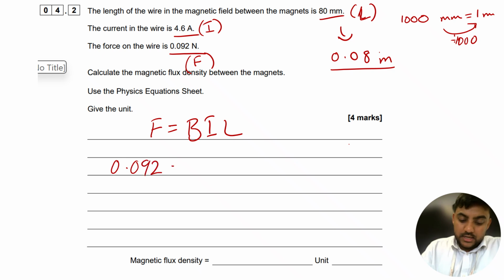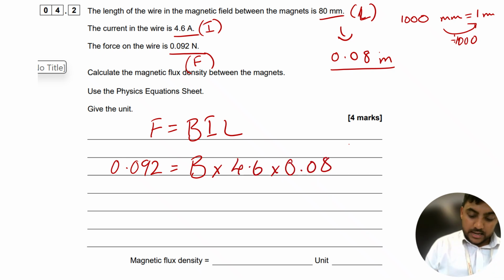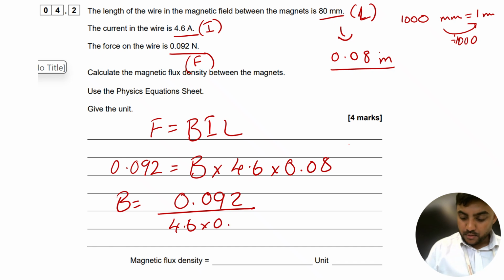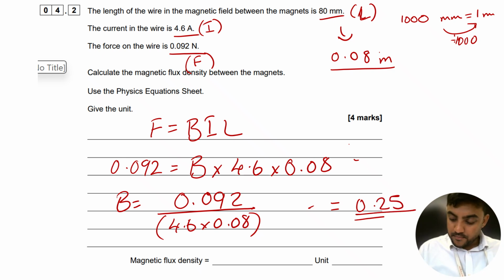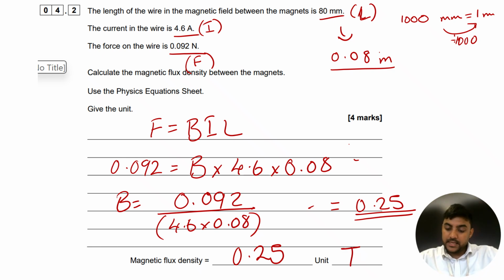0.092 is equal to B times 4.6 times 0.08, which gives us B, after rearranging, is 0.092 divided by 4.6 times 0.08. Remember, I'm having to do this step and this step, even though you could skip these steps, because those steps give you the marks. Okay, and finally the answer happens to be 0.25 teslas. This is the one unit that is really easy to remember. Magnetic flux density is tesla, like Elon Musk.